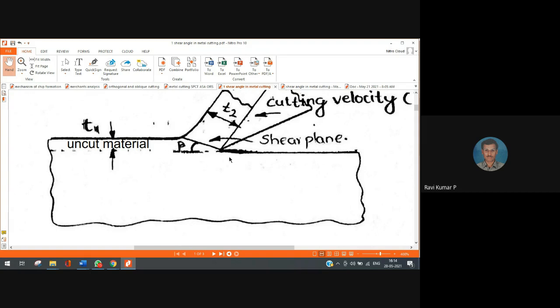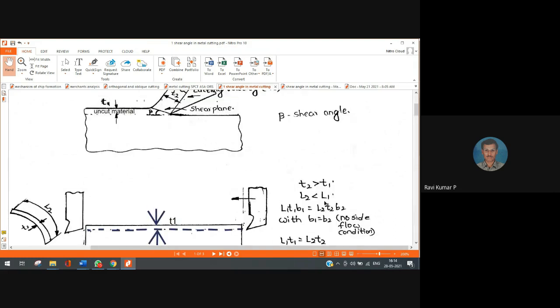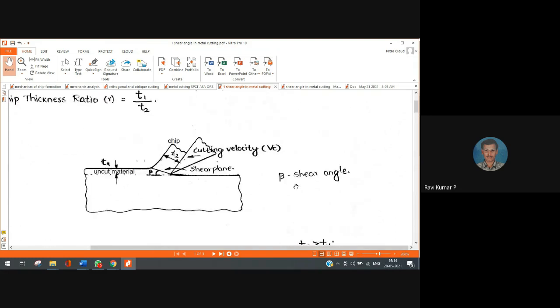And the angle which the shear plane makes with respect to the direction of the velocity vector, I call that angle as shear plane angle, which I represent by beta.